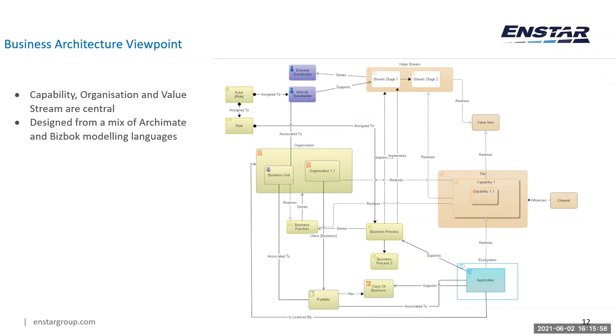stakeholders. The organizations are composed of business units that realize business functions, of which the business processes then serve those business functions, and they also relate to the value streams. We have some specific component types here where we've got portfolio and class of business, where we wanted to show which organizations own which portfolios, and which portfolios then manage or have specific classes of business. And then they're also linked to applications, and which applications support which classes of business.